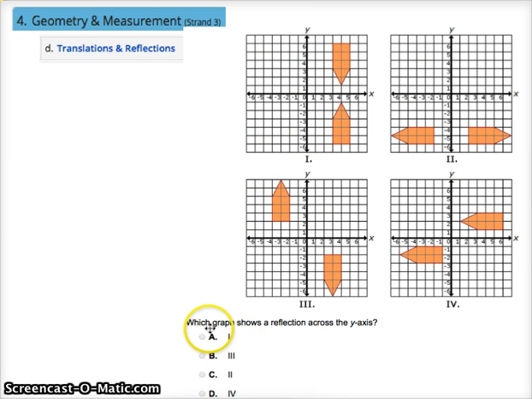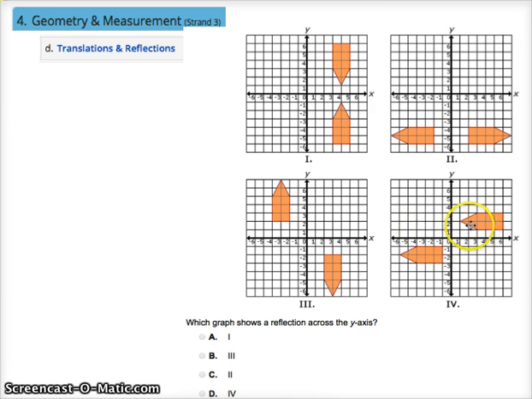This question now says which one shows a reflection across the y-axis. So now this acts as a mirror. So this is not looking in itself in a mirror across the y-axis, nor is this. Okay, this one seems reasonable. It's looking across. This is further away. When you flip it across, it's further away.